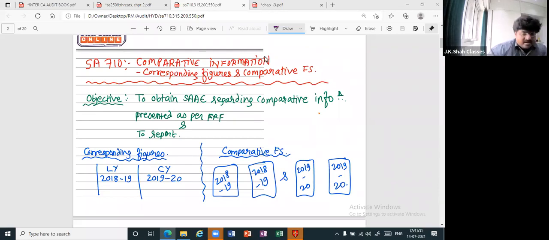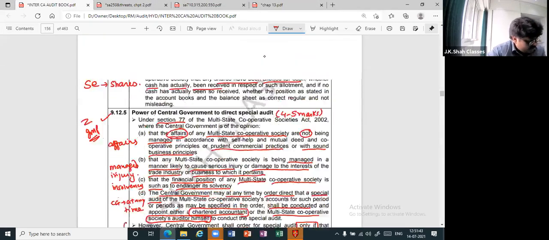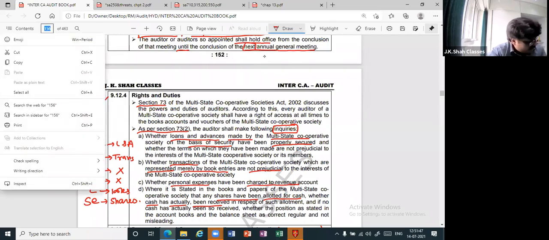Okay then. See, now what we do is SA 710. This is related to the chapter of auditor's report, which was chapter number 11 that we had done. If we just come to chapter number 11 in the textbook, please come. It is behind only, some 140 maybe. You check yours.